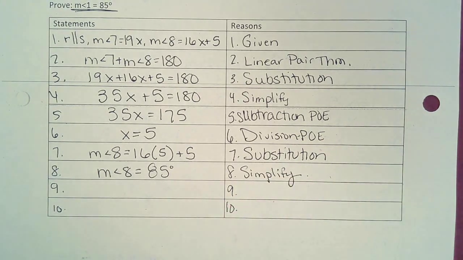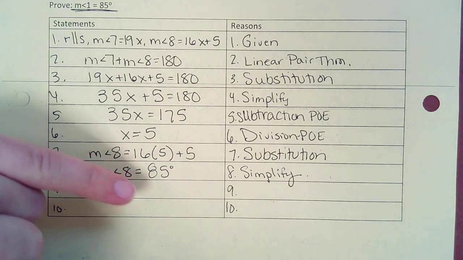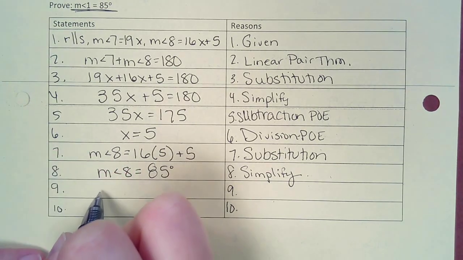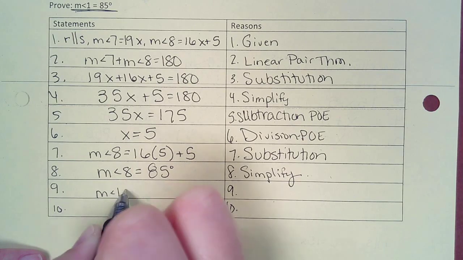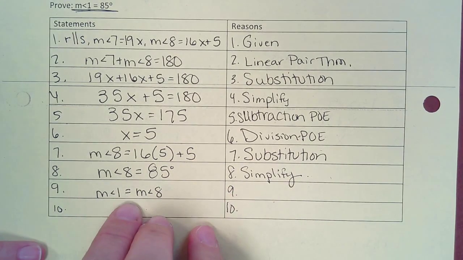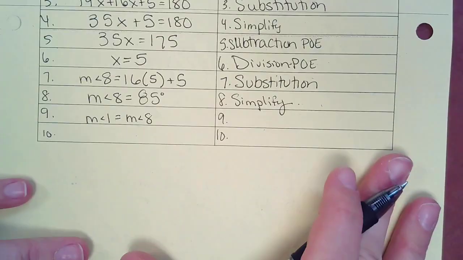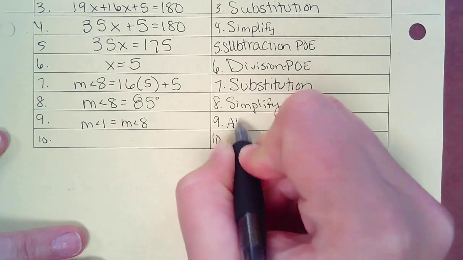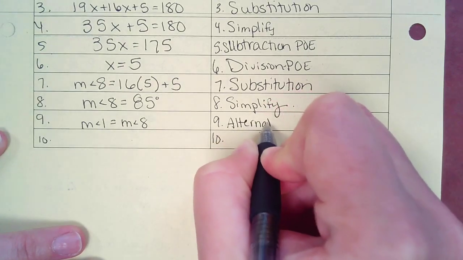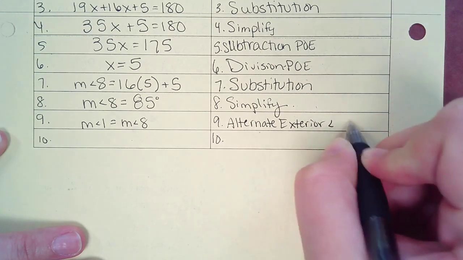Okay. Now I need to write how I know that angle 1 and angle 8 are the same before I can just say, yeah, angle 1 is 85 degrees also. So I'm going to say measurement of angle 1 equals measurement of angle 8. How do I know that? Because they were alternate exterior. So alternate exterior angle theorem.